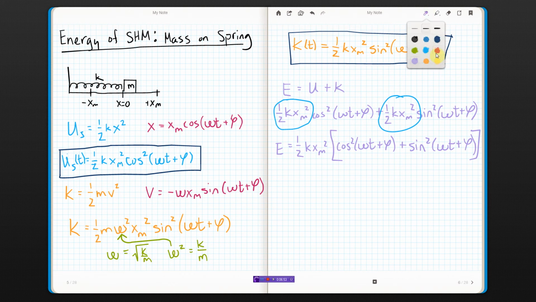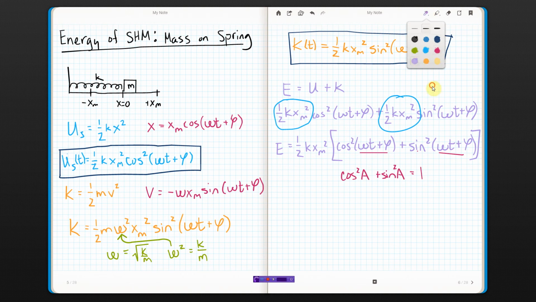Now, you might not remember this. This is the most important trigonometric identity. If you have a cosine squared of some argument plus the sine squared of that same argument, that's equal to 1. Well, here I've got a cosine squared of omega t plus phi and a sine squared of omega t plus phi. That's the same argument, so this whole thing in the brackets is a 1.